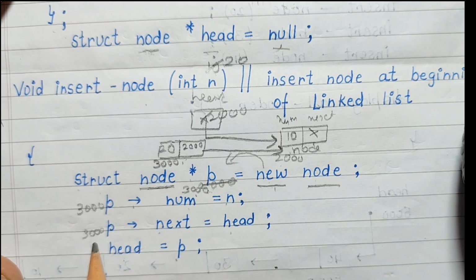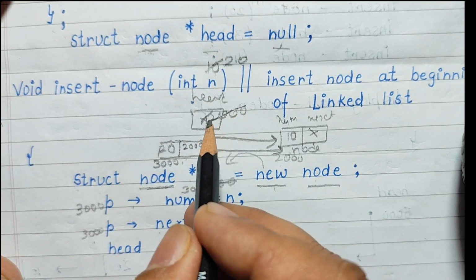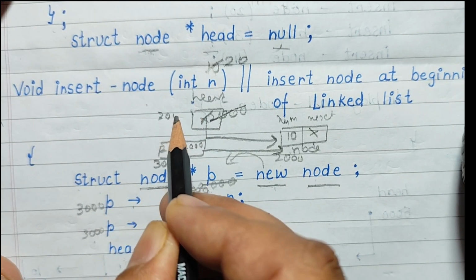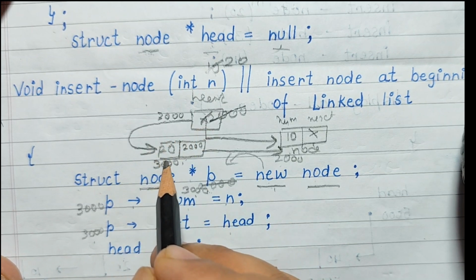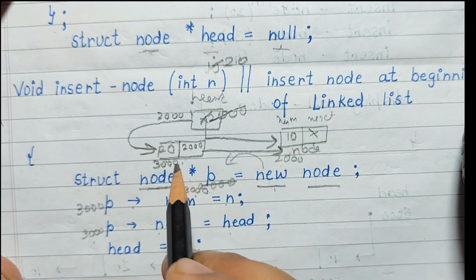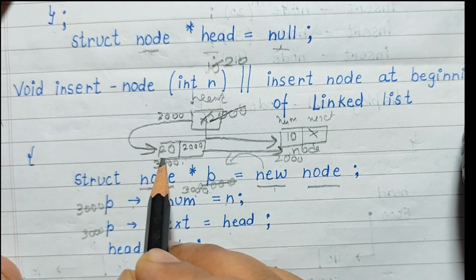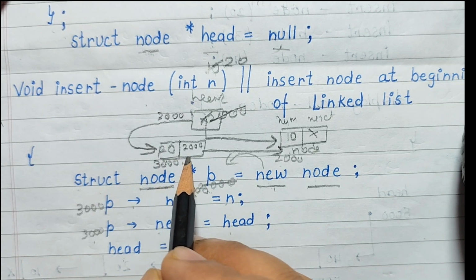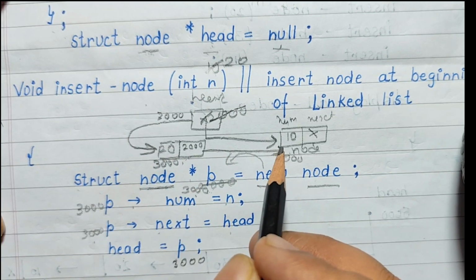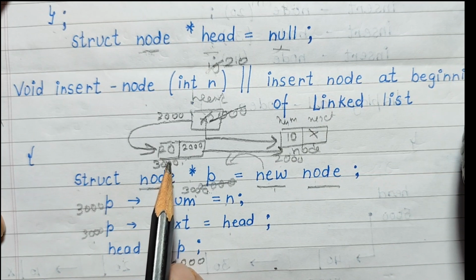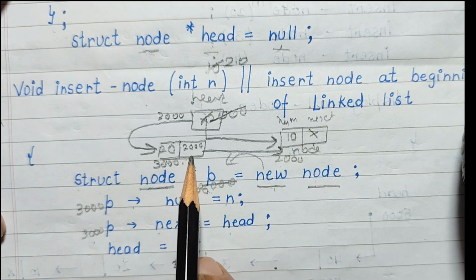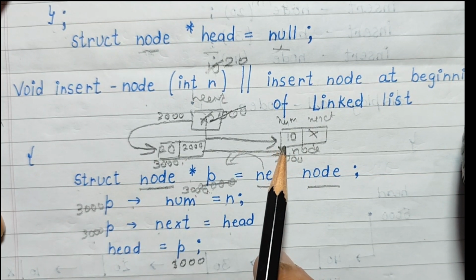And head is equal to p. Now p has the value 3000. So now head is changed to the value 3000. It means now head points to which location? 3000. Now head points to 3000, and this 3000 node points to which address? The 2000 address, that is our second node. I hope all of you are clear. In this way we are inserting the node at the beginning. So 20 goes in the first node and 10 goes in the second node.